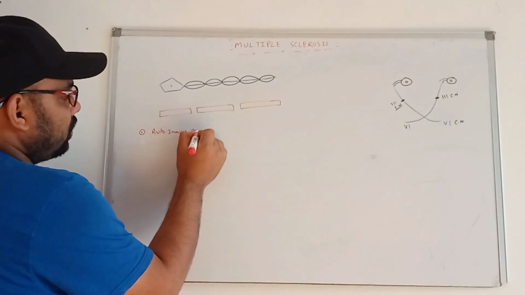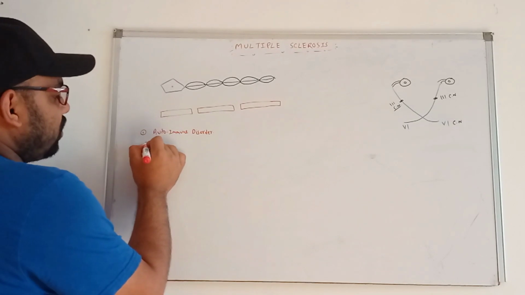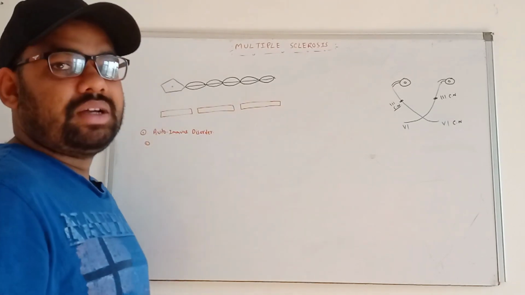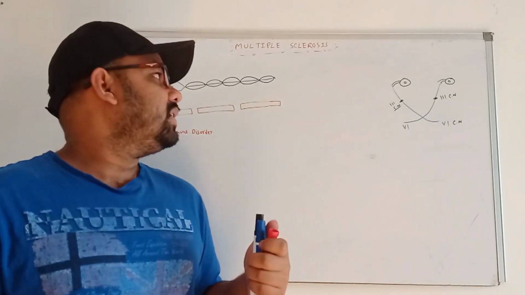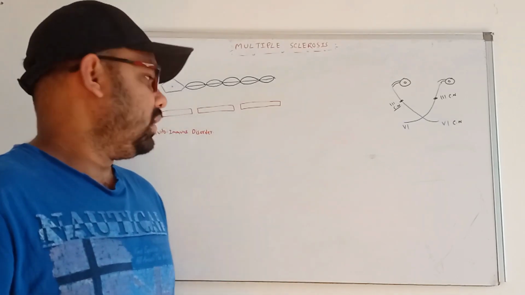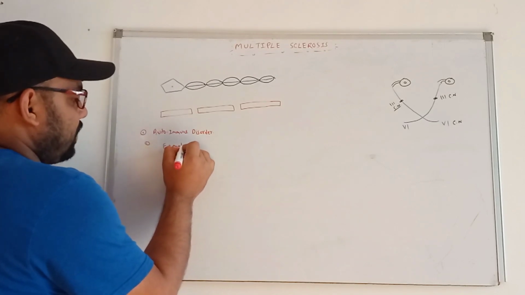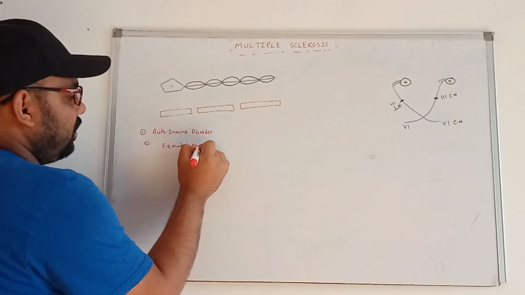Now, what kind of things do we get to see over here? As we know, autoimmune disorders are related basically with females, right? The disease is more common in females compared to males. So the females are more affected than the males.